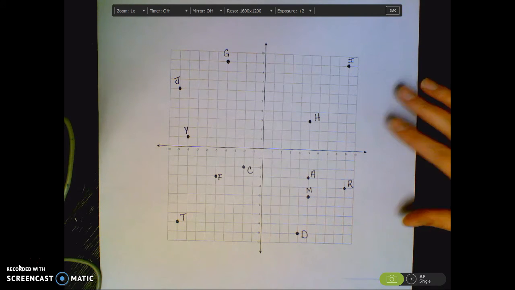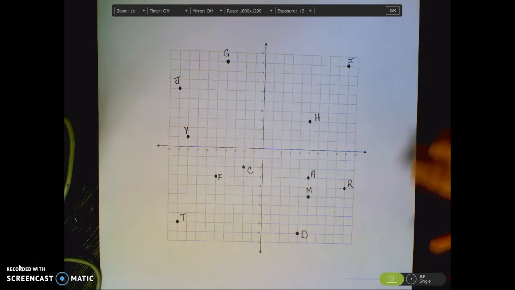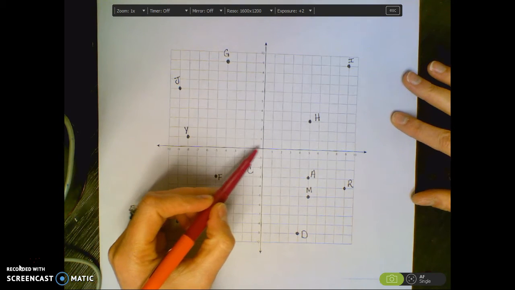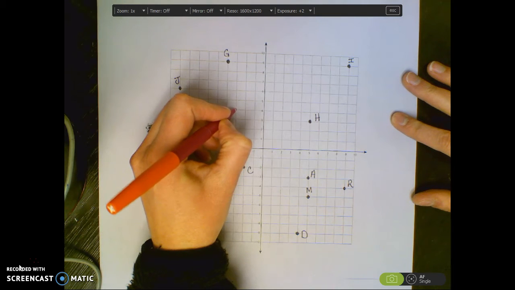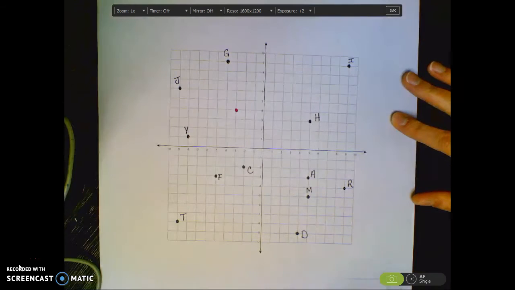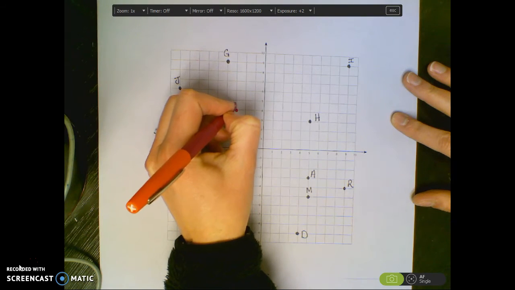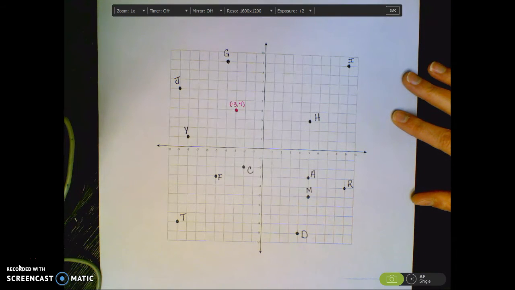So the first thing we're going to do is graph (-3, 4). At the bottom of yours it says graph (-3, 4), so I'm going to graph (-3, 4). So you go x first, so -3, and then up 4. This then is the point (-3, 4). Typically we will label that or give it a letter of some kind, so that way we know what we've graphed.